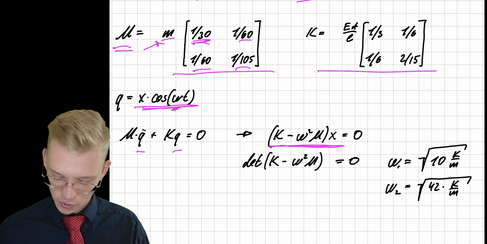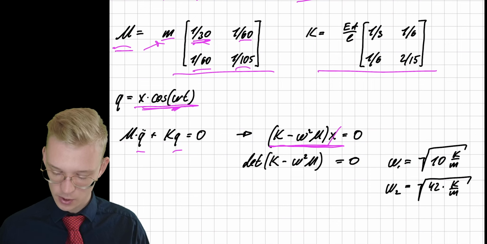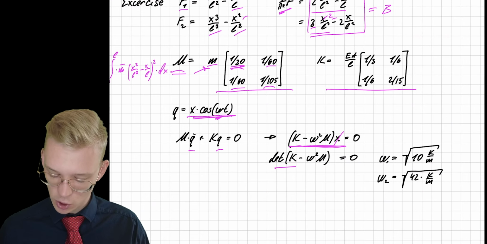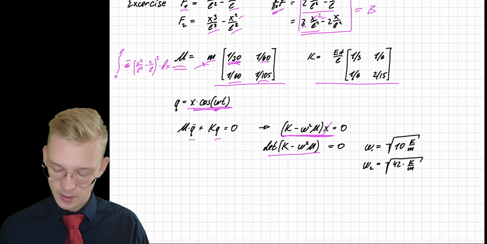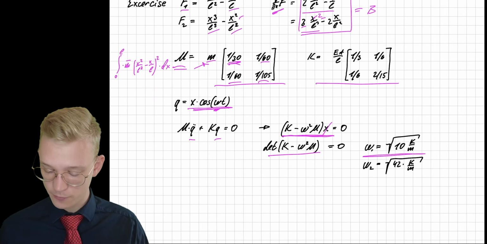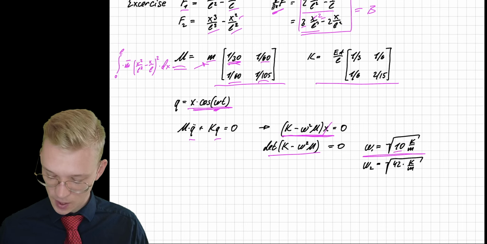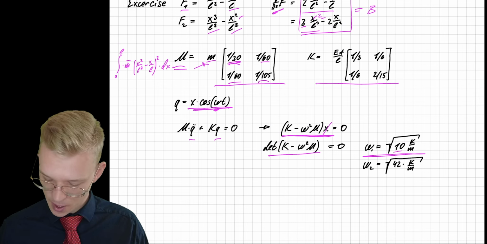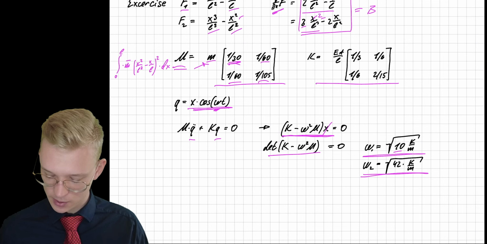So we have the stiffness matrix minus omega squared m. We're not interested in the trivial solution, so the determinant is equal to 0. And the determinant is equal to 0 when we have omega 1. So the first eigenfrequency is the square root of 10 k over m, and the second eigenfrequency is the square root of 42 k over m.